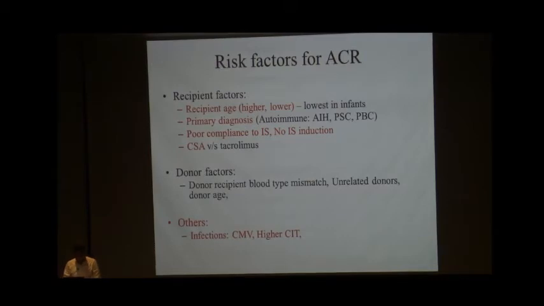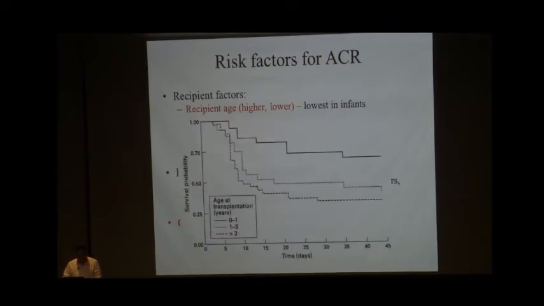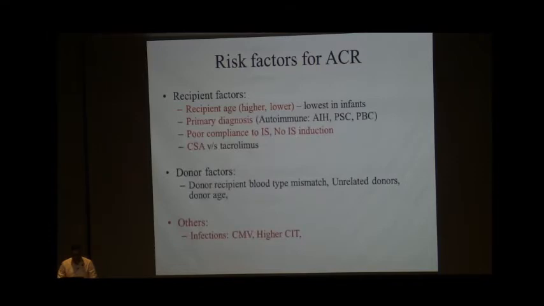Risk factors, yes: recipient's age, higher age and lower age are risk factors, but infants are relatively safe, and you can see here that infants are at the lowest risk, obviously because of their immune phenotype. Then the primary diagnosis: anything related to an autoimmune process will have a higher risk of rejection. Poor compliance, higher risk. Cyclosporin we already know. Among the donor factors: donor-recipient mismatch, unrelated donors, and donor age, and among others, infection like CMV. Among surgical factors, higher cold ischemia time can lead to an increased risk of ACR.